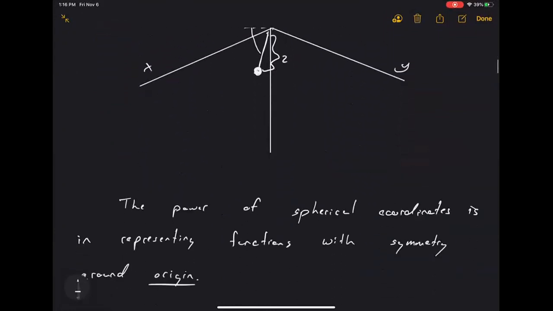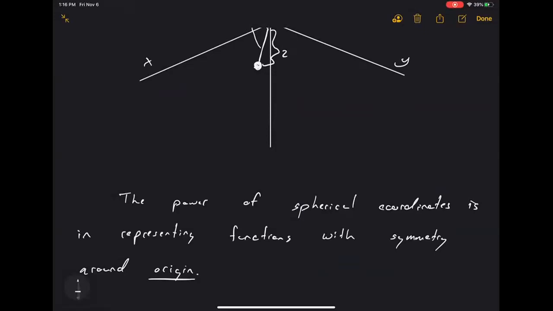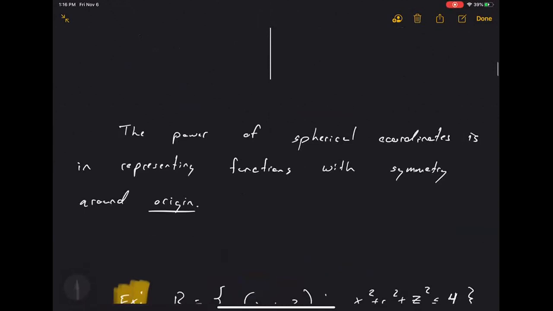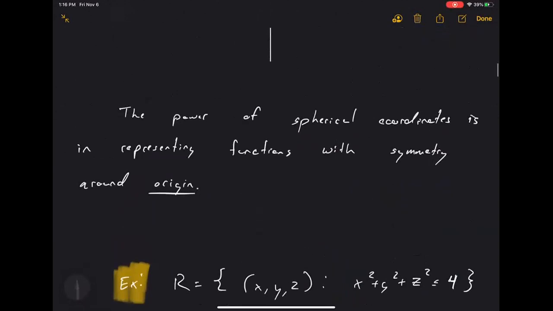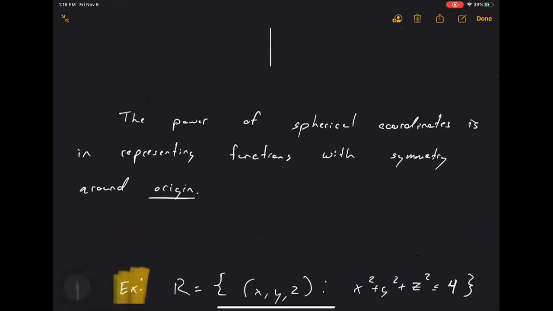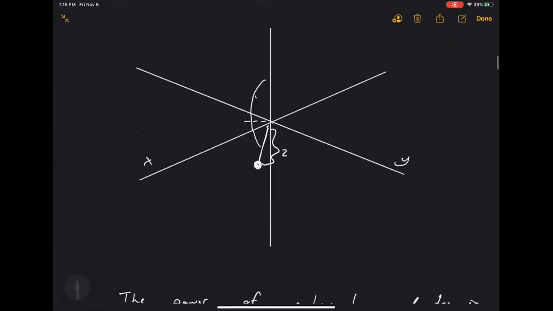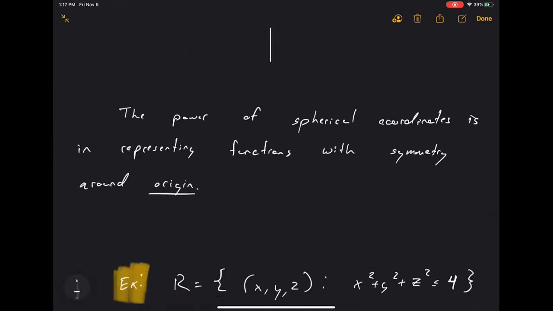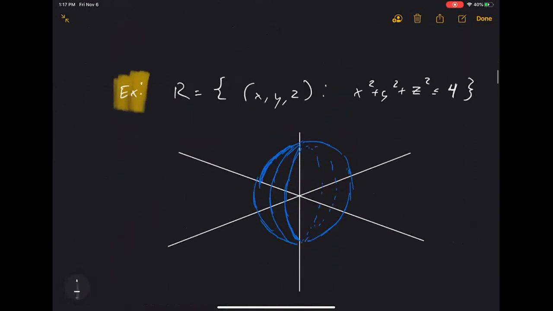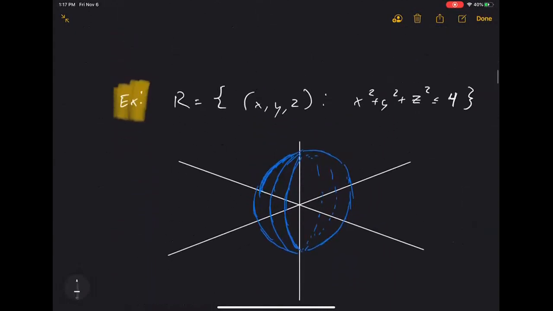All right, so figures 2, 3, and 4 in section 15.8. If you have the textbook, check those out. Really, the power of spherical coordinates is representing functions and regions that have some sort of spherical symmetry, meaning symmetry around the origin, around this point in the center of our 3D space. Figures 2, 3, and 4 give some examples of that. And this is sort of like figure 2 here.